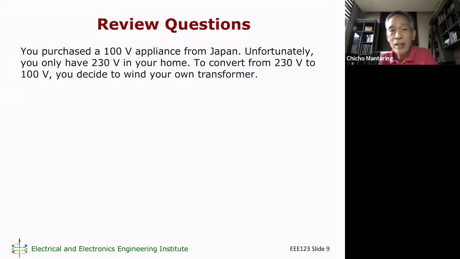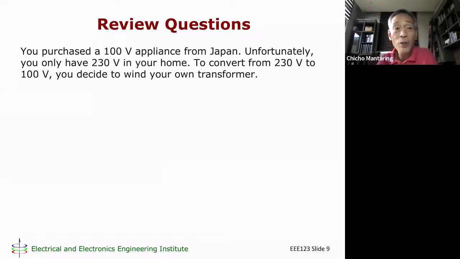Okay, so let's just see whether you understood what I've taught you so far. So here's just a review question. You purchased a 100-volt appliance from Japan. So sa Japan, ang voltahe is 100 volts. Lahat ng mabibili mo sa Japan, 100 volts rated. Unfortunately, sa bahay natin, yung kuryente, 230 volts. Yun yung sinusupply ng Meralco.